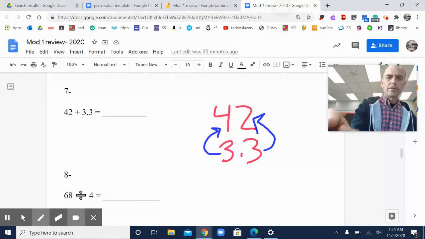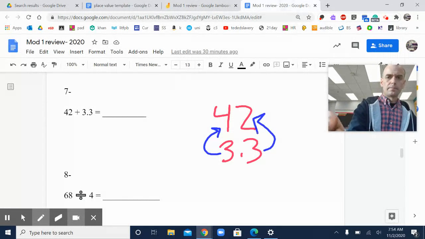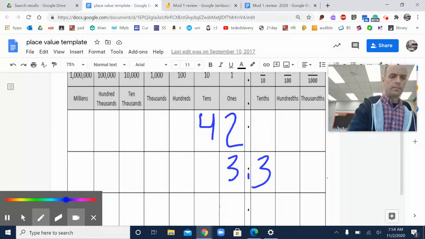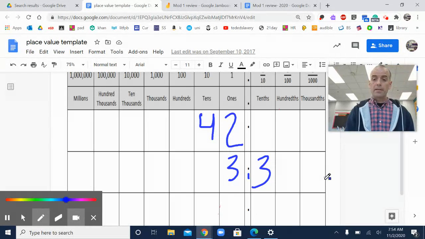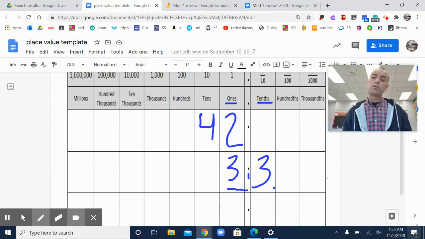You have to line it up like this, because 3.3 is 3 and 3/10. So the 3/10 has to be in the tenths, and the 3 ones has to be in the ones. This is not 42 plus 33. No. This is 42 plus 3 and 3/10. So you have to do that differently. And you don't need my help adding that.